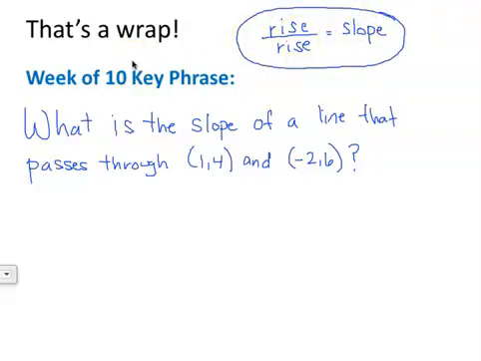So for your key phrase assignment, I want you to tell me, what is the slope of a line that passes through the point 1, 4 and another point that has coordinates negative 2, 6? Remember, keep your slope as a fraction.